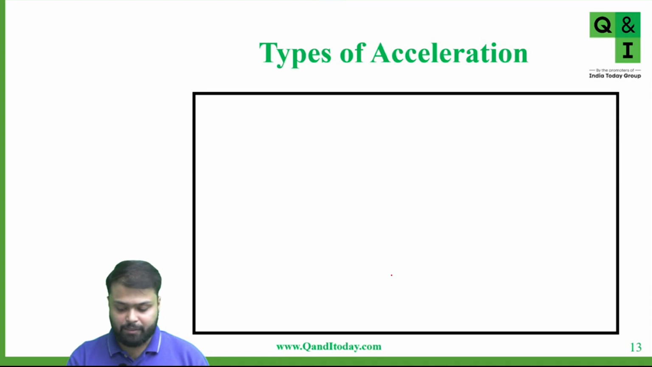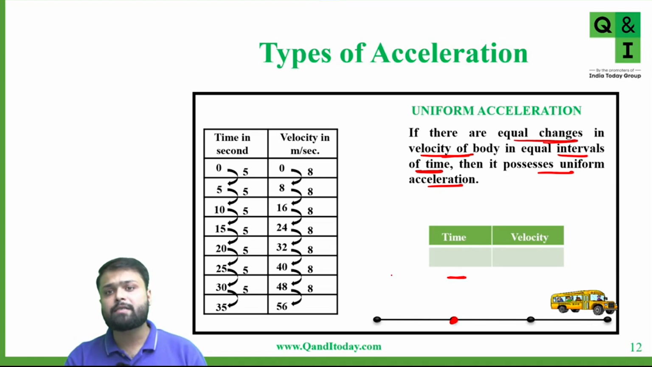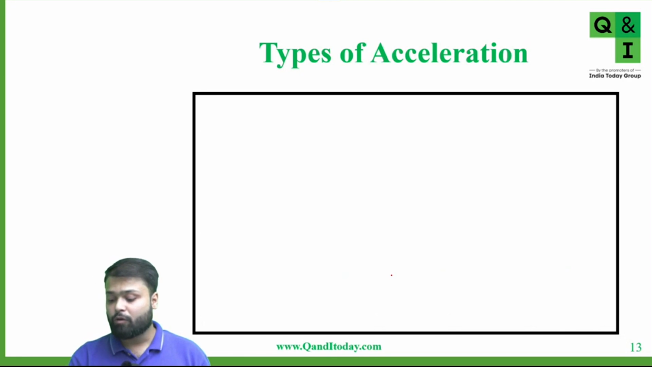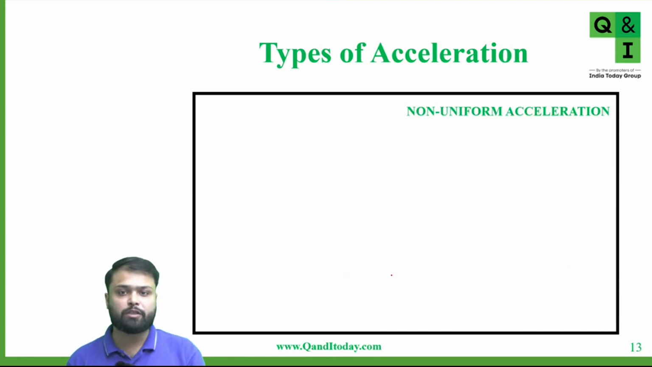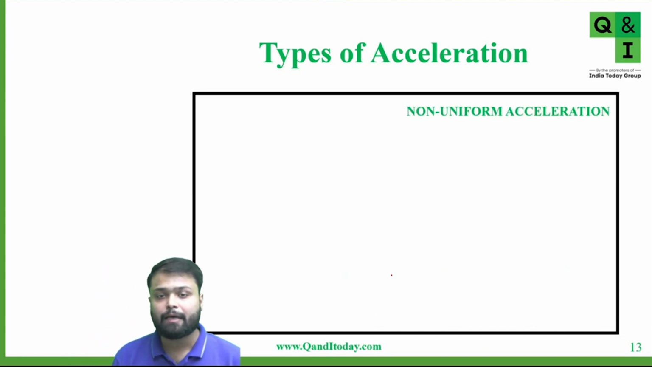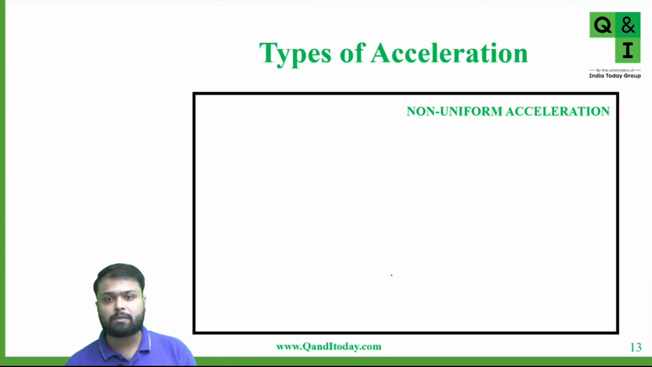What is uniform acceleration? If there are equal changes in velocity in equal intervals of time, we say the body is under uniform acceleration. Now, what is non-uniform acceleration? First, tell me what is non-uniform motion. If a body is covering unequal distances in equal intervals of time, we say the body is in non-uniform motion.